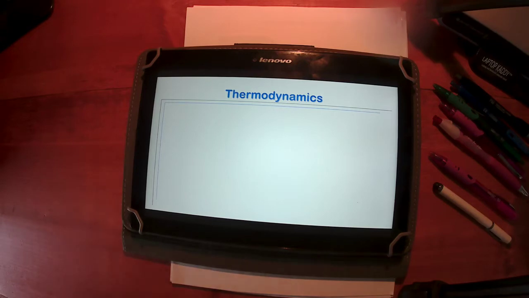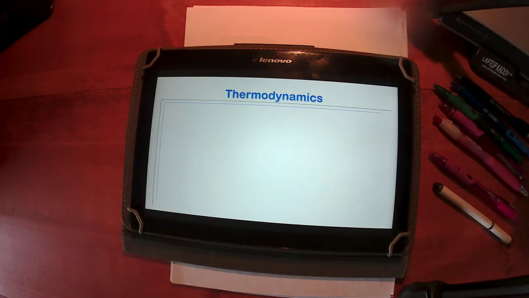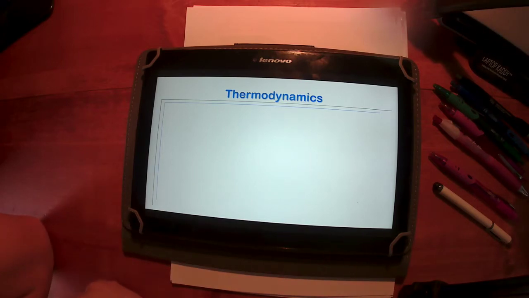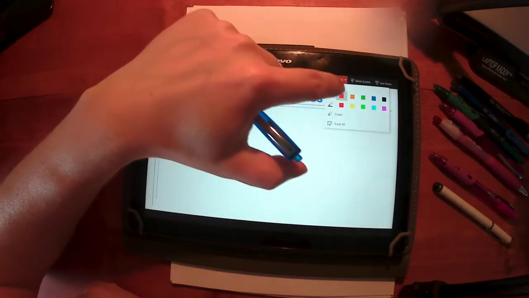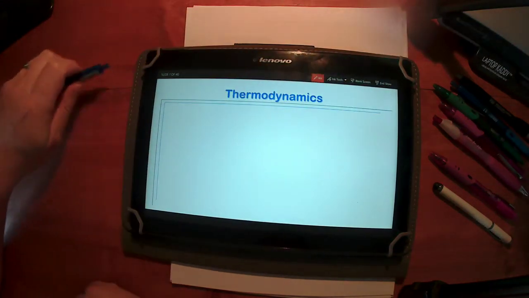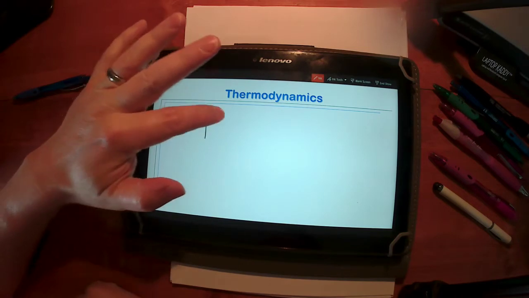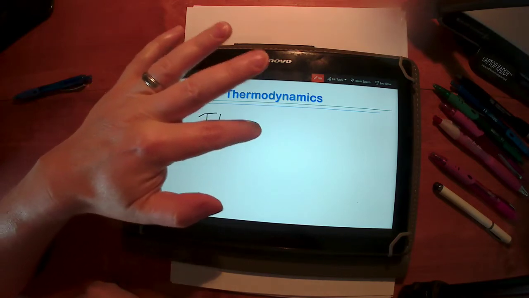So I've got a tablet here. I can display the PowerPoint slides that I would normally show. I've got paper behind it, some scratch paper to simulate a whiteboard. And I normally work off of a smart board, but I can just draw here on the slides as I would on a smart board.